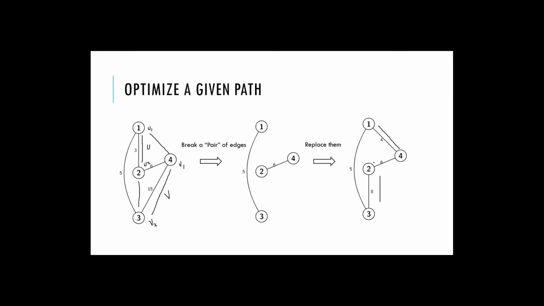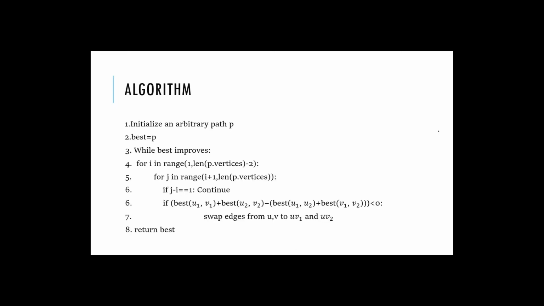When we take the sum of these two new edges, this turns out to be 12. The sum of the older edges that were deleted was around 18. We compute the difference of these, and if the difference turns out to be negative, there has been an improvement in the total weight of the Hamiltonian path, and therefore we decide to preserve the new edges.